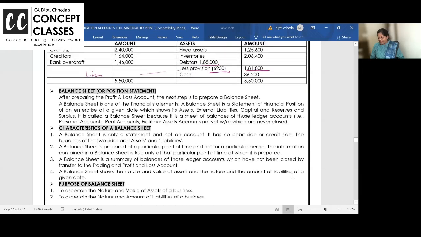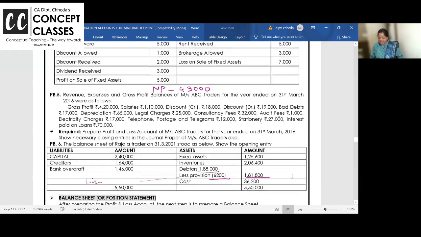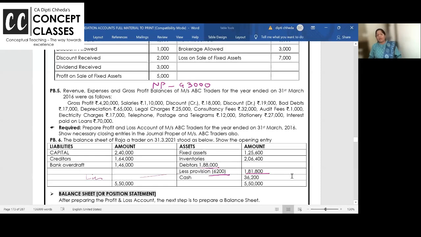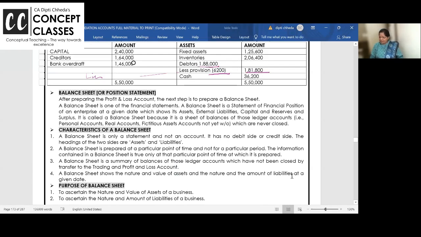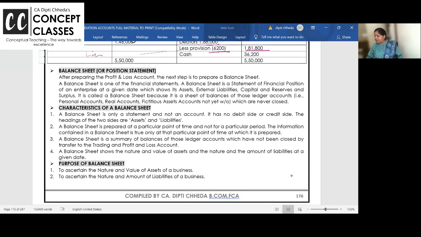Before that, we will learn now how to make the balance sheet. Is everyone in the class clear with the trading and P&L account? Trading account is also called above the line. P&L is called below the line. And now we have the balance sheet. I told you balance sheet shows the financial position. As on 31st March, what are my assets? What are my debtors? What are my liabilities? What is my capital? Balance sheet is a statement.